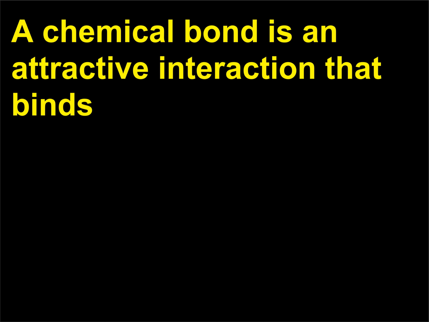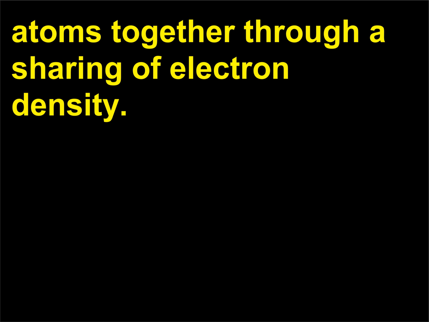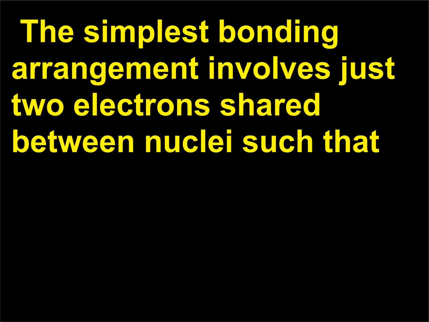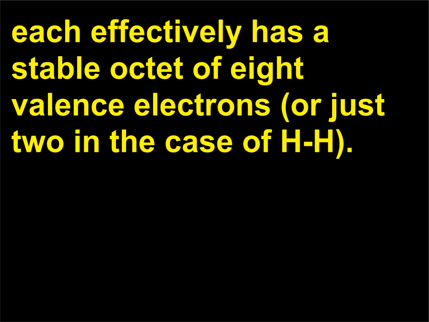A chemical bond is an attractive interaction that binds atoms together through a sharing of electron density. The simplest bonding arrangement involves just two electrons shared between nuclei such that each effectively has a stable octet of 8 valence electrons, or just two in the case of H2.